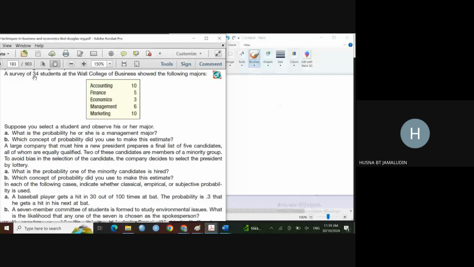A survey of 34 students at this college showed the following majors. So basically these are just their departments. So they have how many departments? 1, 2, 3, 4, 5. Suppose you select a student and observe his or her major. First question, what is the probability he or she is a management major? So what is the number you have here for management major?